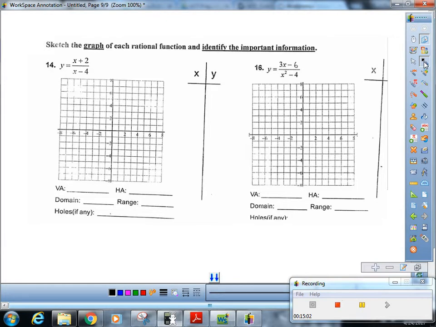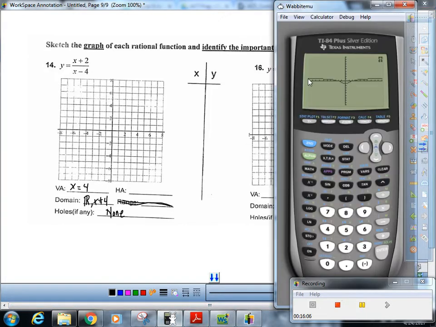Okay, so I think I could figure out vertical asymptote, right? Anybody know where that's going to be? Yep. X equals 4. So then I think that'll lead me to the domain. It's all the reals with X not being 4. There's nothing to cancel, do you agree? So we have no holes. And I don't know about the horizontal asymptote, so I got to wait till I graph this thing. So we're going to graph.